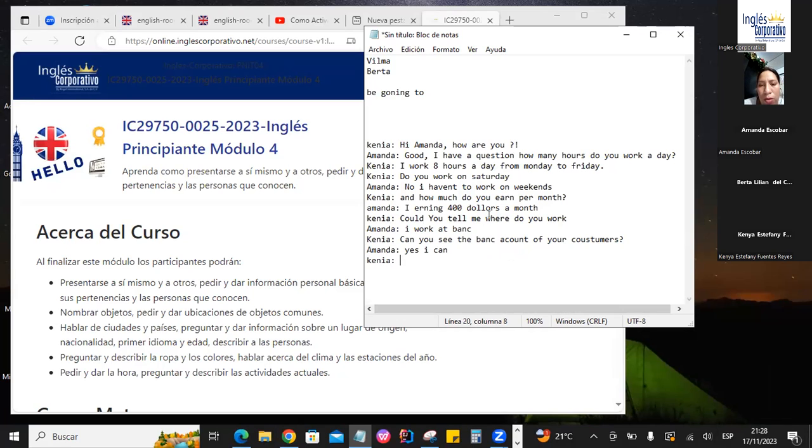Ya sé. Hoy agregamos el otro tema que es el que nos toca en la diapositiva, en la presentación, que sería el going to. Uh-huh. O el have to. El going to es el de nosotros.